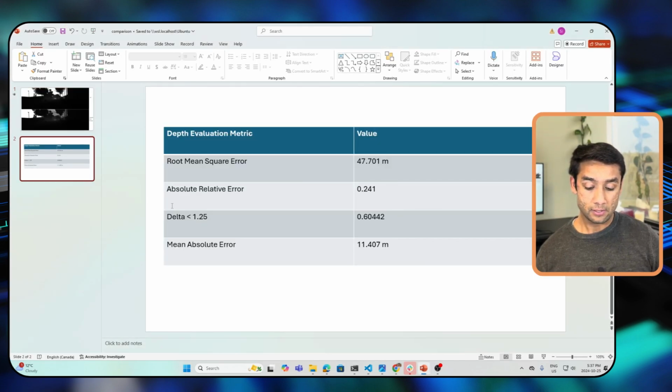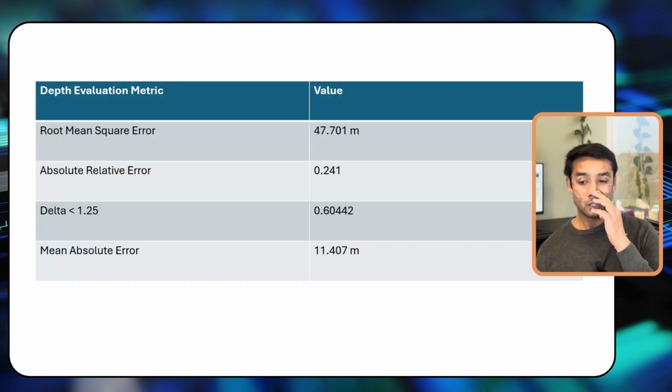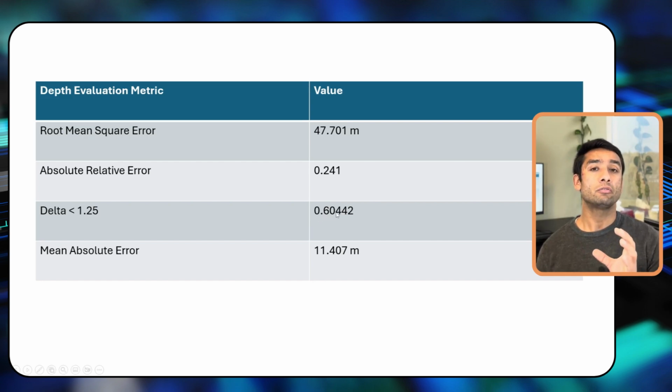So guys, here we can see the output from our Apple ML Depth Pro evaluation code. We see that the root mean square error is around 47.7 meters. Absolute relative error is 0.241. The delta error is 0.6, which is around 60%, which means 60% of the predictions and ground truth have a ratio of 1.25 or less, right? So the higher this number is, the better the metric. And then the mean absolute error is 11.4 meters.